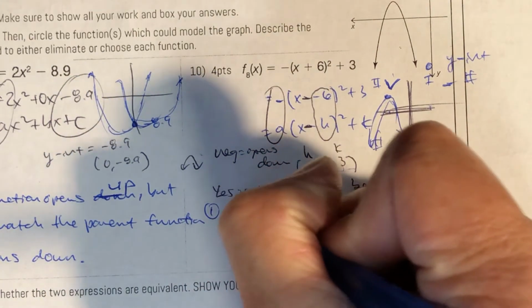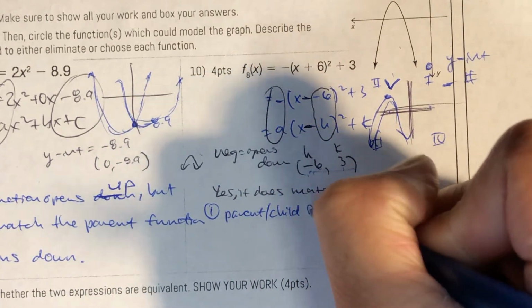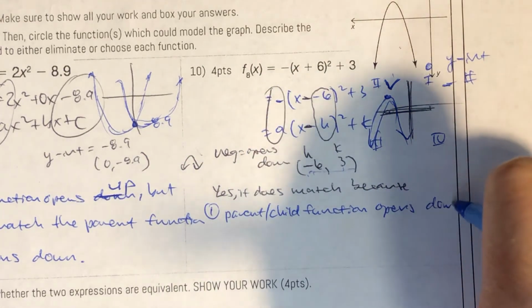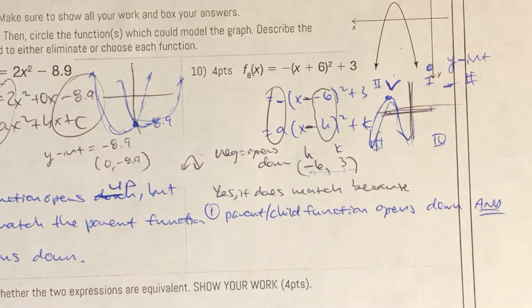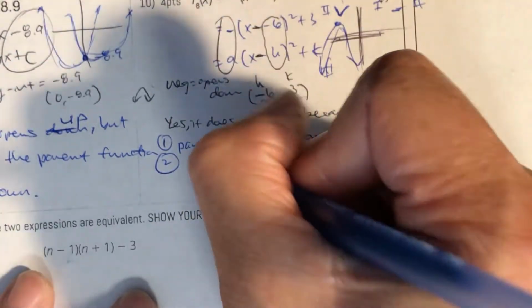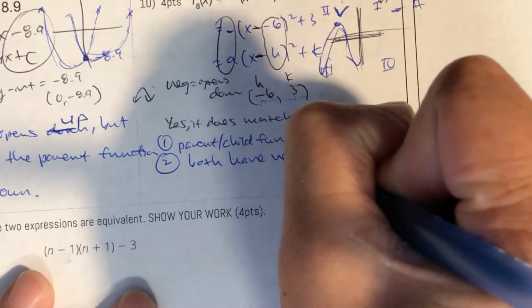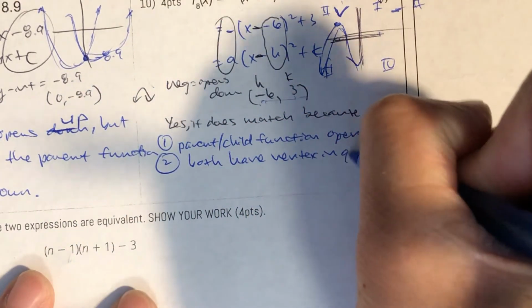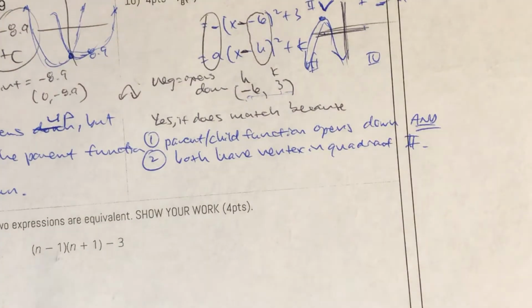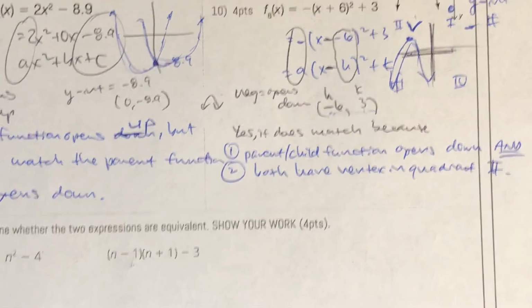Because parent-child function opens down, and both have vertex in quadrant 2. Okay. All right, let's go into the next question.